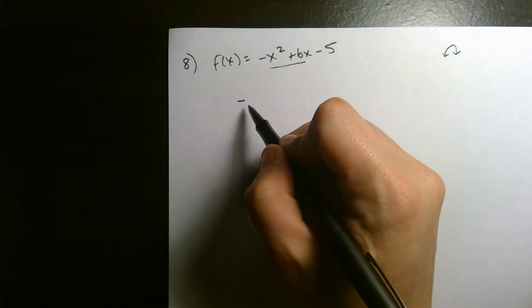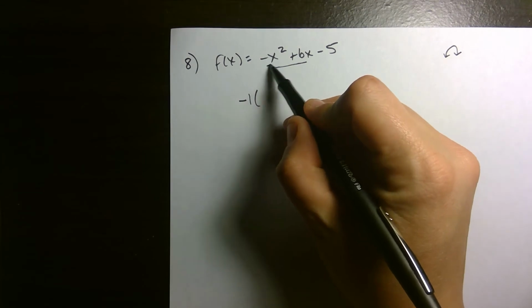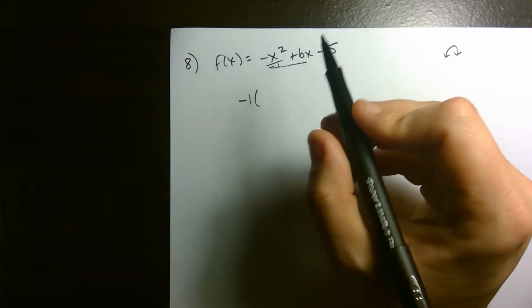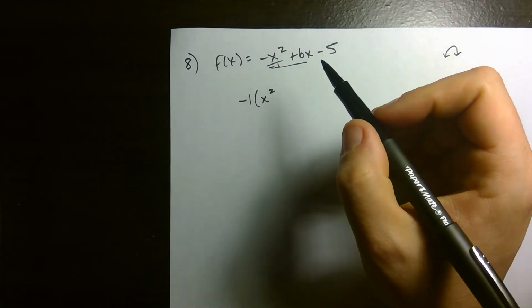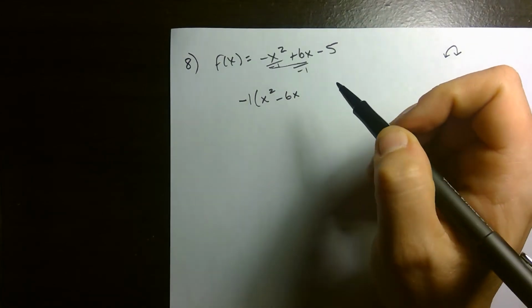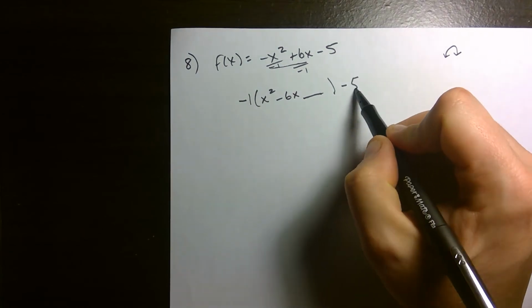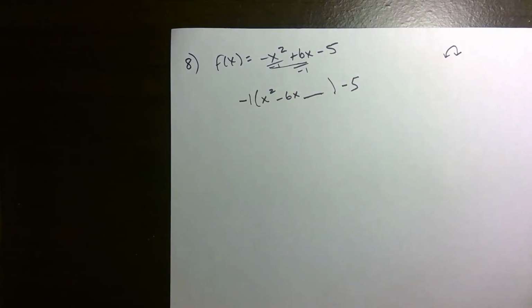I'm going to pull a negative sign, a -1 if you will. I'm going to pull that out, and I'm going to say, okay, what's -x squared divided by -1? Well, it's positive x squared. What is positive 6 divided by -1? Well, it's -6x. And so then I'm going to leave a blank spot. I'm going to close my parenthesis, and I'm not going to touch this -5. He's going to stay exactly the same.